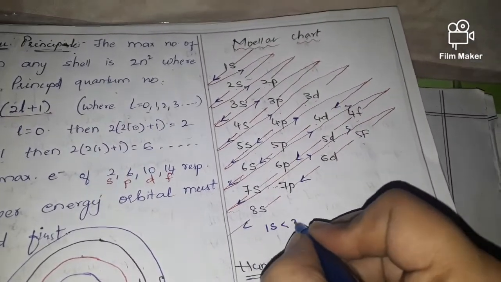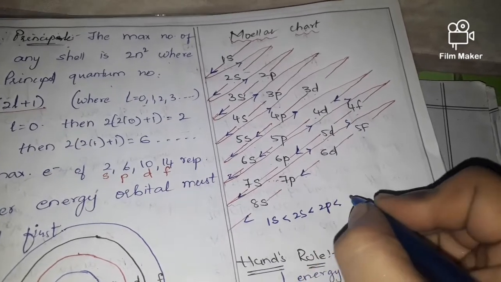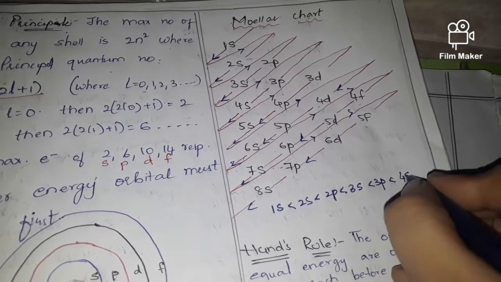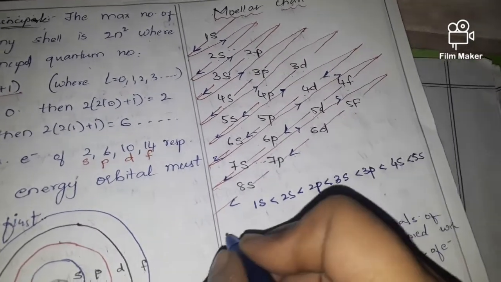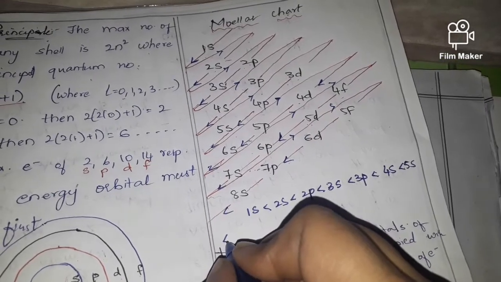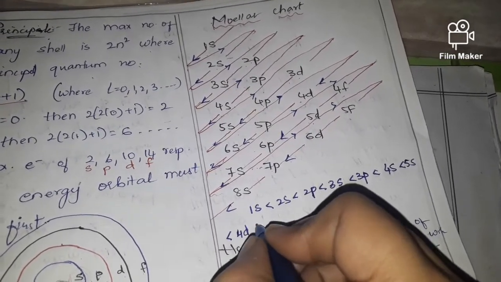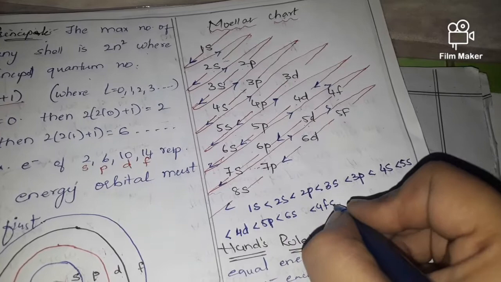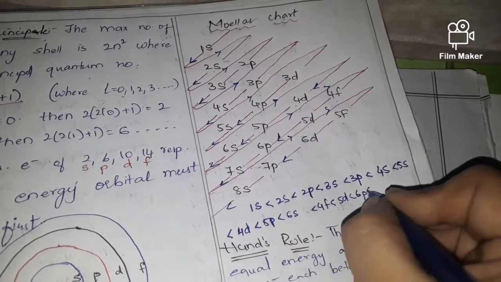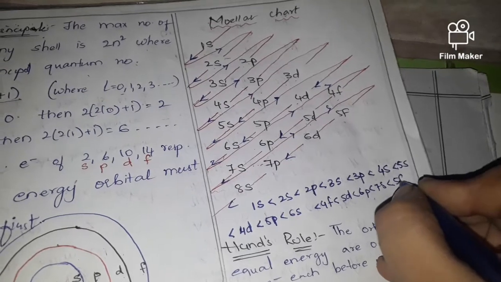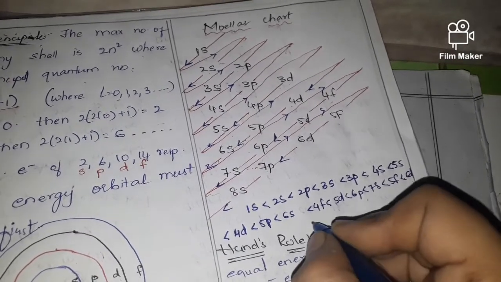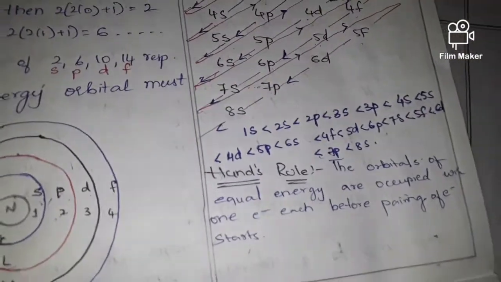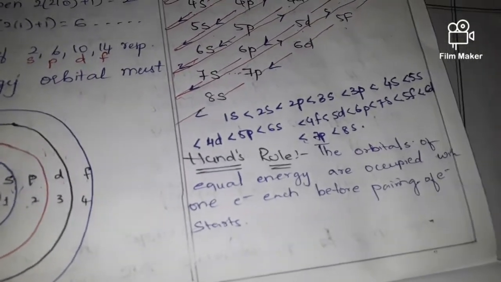Okay, how will you write it? 1s is less than 2s, is less than 2p, is less than 3s, is less than 3p, is less than 4s, is less than 3d, is less than 4p, is less than 5s, is less than 4d, is less than 5p, is less than 6s, is less than 4f, is less than 5d, is less than 6p, is less than 7s, is less than 5f, is less than 6d, is less than 7p, is less than 8s. So this is the easiest method to write the energy chart. It's not an issue. If you don't understand, I'll explain it again in the class, doesn't matter.